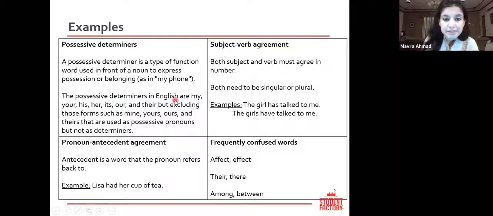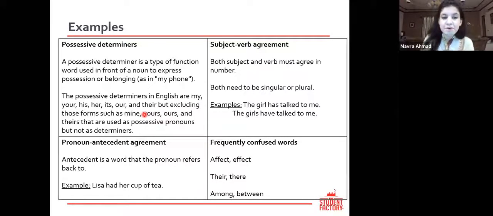The possessive determiners in English are my, your, his, her, its, our, and their, but excluding those forms such as mine, yours, ours, and theirs that are used as possessive pronouns but not as determiners. So there's a difference. Make sure that you know that the difference is of the word pronouns and determiners. Determiners में हमारे पास possession जो है, it's referring to a person particularly or to a group of people, whereas in possessive pronouns it might refer to the person in a completely different manner, and it might be used towards the end of the sentence, right?